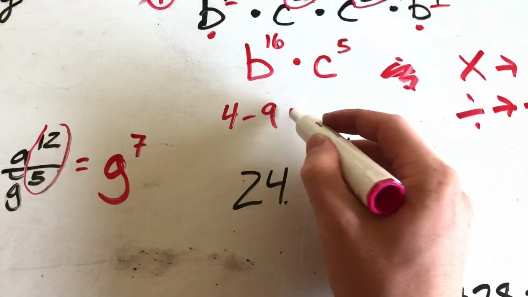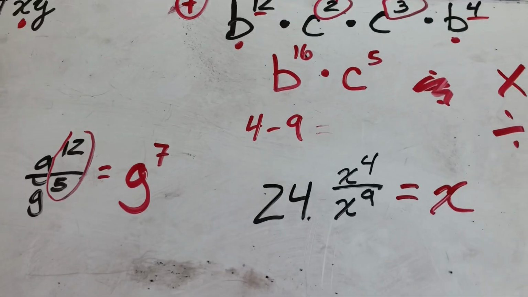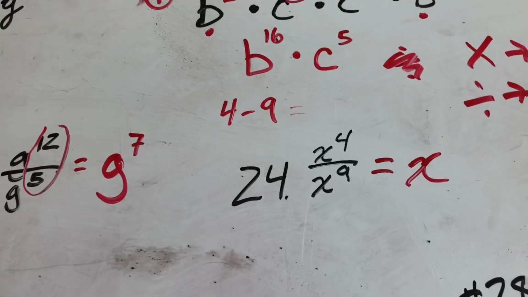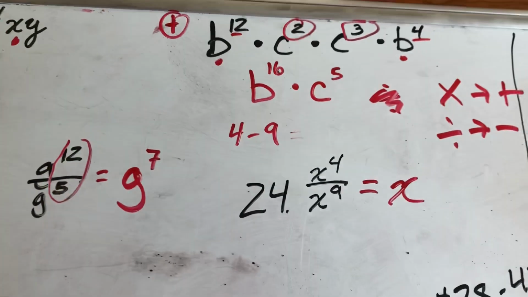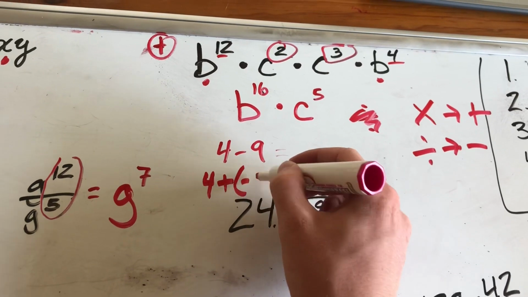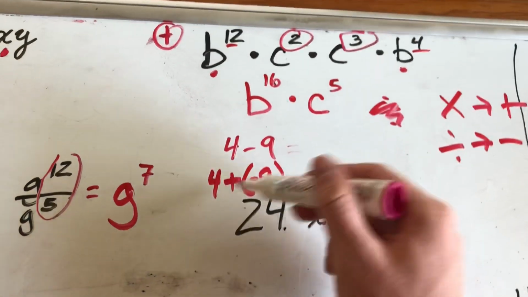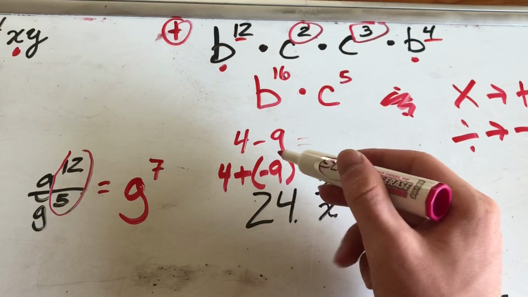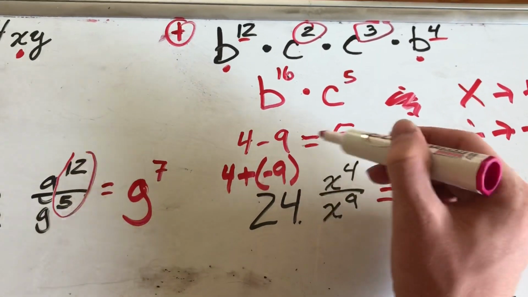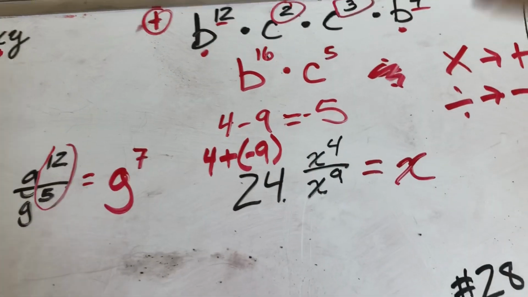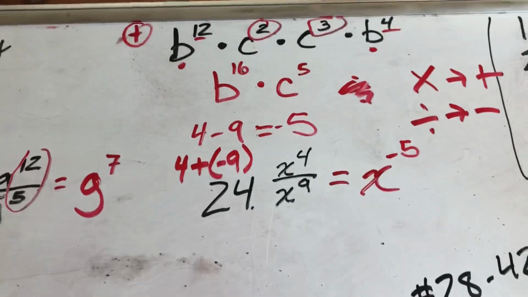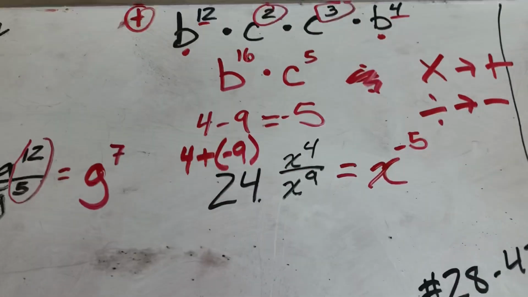Remember that chapter we had about negative numbers? Same signs, add and keep. Different signs, subtract. But I have a subtraction, so I have to keep my 4, change to a plus, flip my 9 to a negative. Different signs, subtract. 9 minus 4 equals 5, and keep the sign of the higher number, so negative 5. So I have x to the negative 5th power. 4 minus 9 is negative 5.